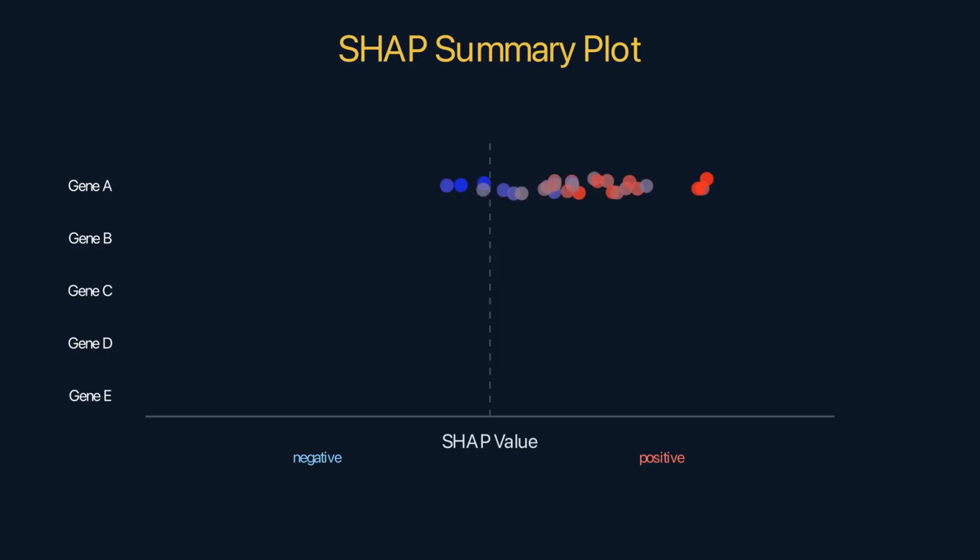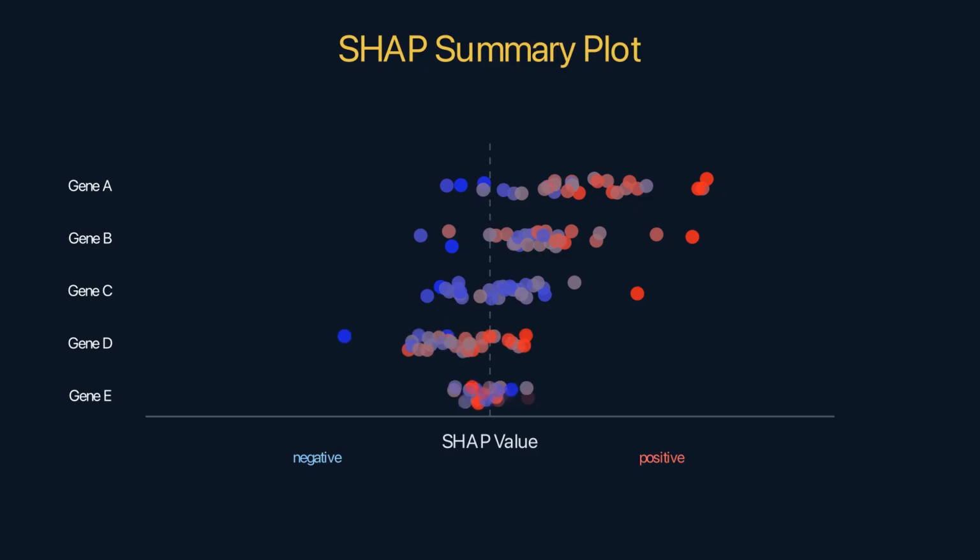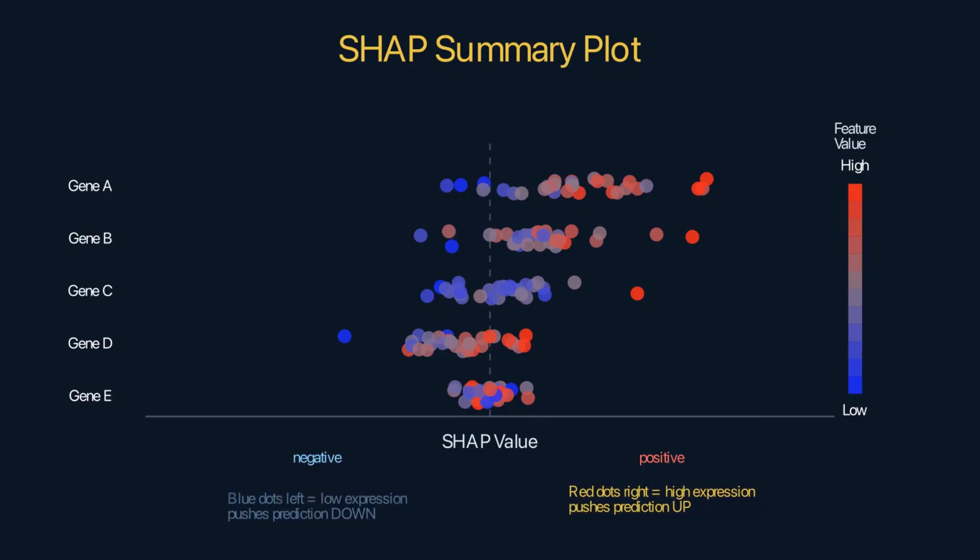The dot's position on the x-axis is the SHAP value, how much this feature pushed this patient's prediction up or down. The dot's color represents the feature's row value, red for high expression, blue for low. If gene X has red dots clustered on the right, high expression of gene X consistently pushes predictions up. If gene Y has blue dots on the right, low expression of Y pushes predictions up. The vertical ordering ranks features by overall importance.